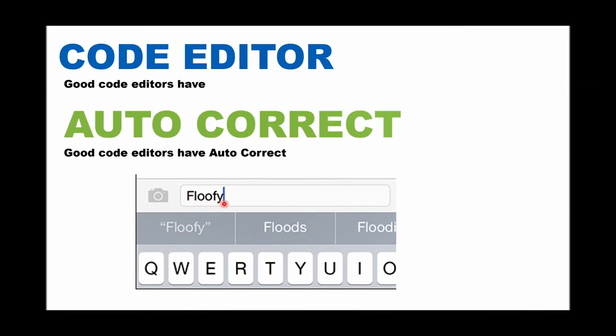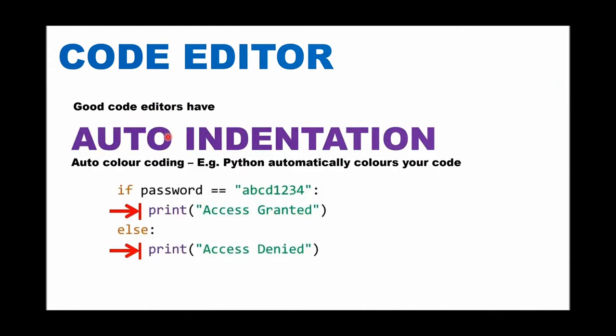When you type a word, autocorrect corrects that word for you. That's what an IDE can do. It provides a code editor that allows you to autocorrect words. A good code editor will have auto indentation. This part is really important. Indentation in most languages is needed to make the code run properly.